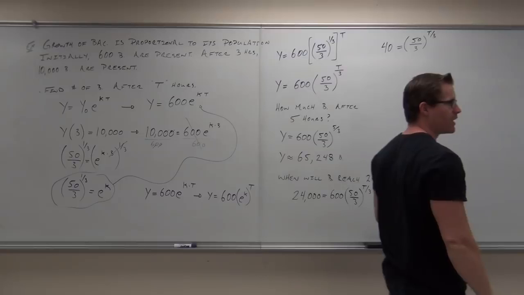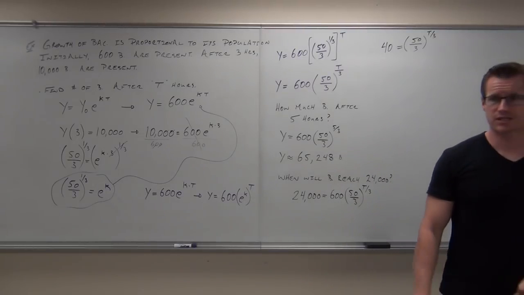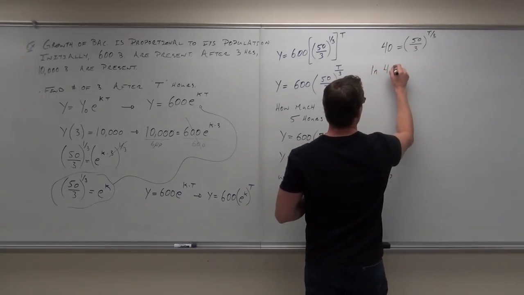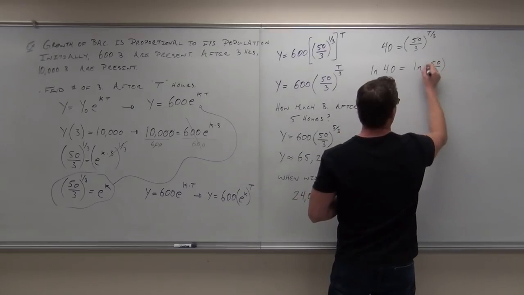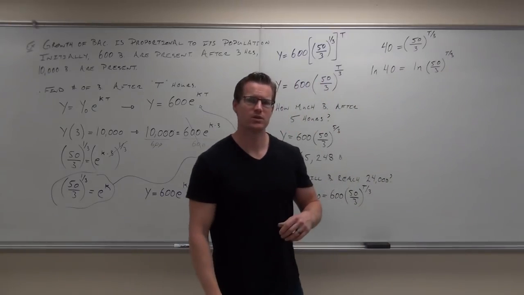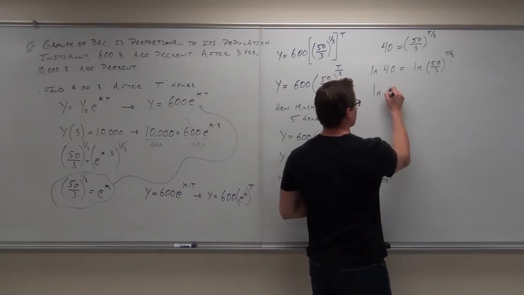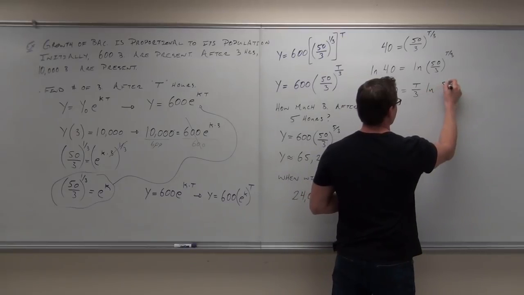Well, there's really no way around it here. What are we going to do? Natural log. Now it's a natural log of both sides, because we've got to get to this exponent. So natural log of 40 equals natural log of a bunch of crap. Why we do this, I'm not going to teach you the algebra again. Why we do this is so that we can bring the exponent down. If we do that, ln of 40 equals t over 3 ln 50 over 3.